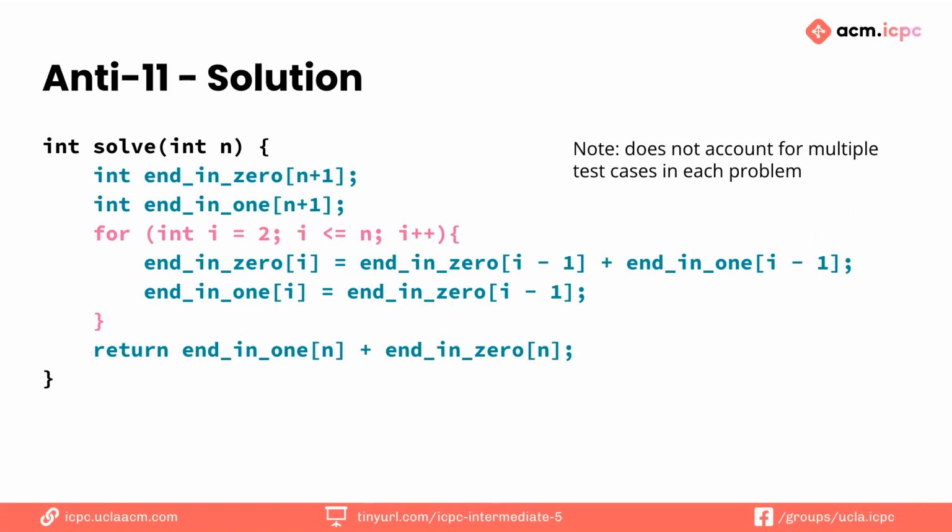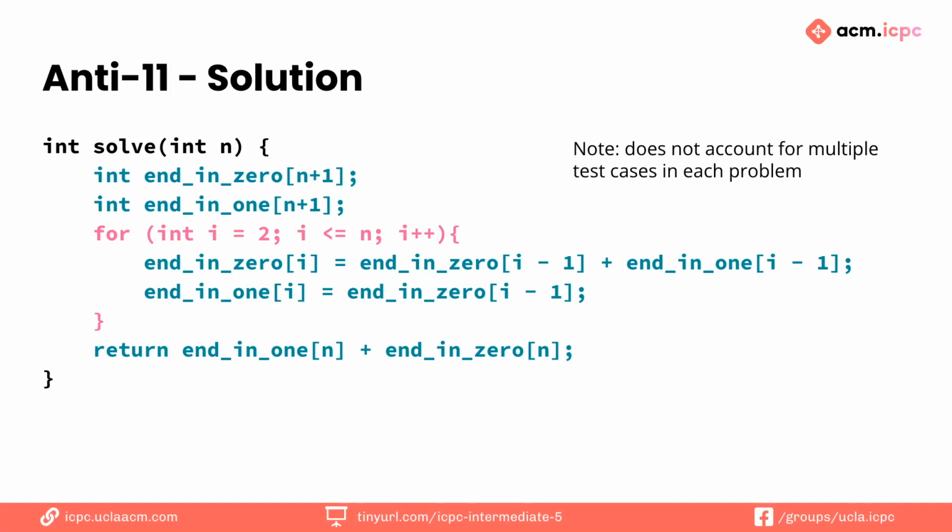So we add the number of strings of length i-1 that end in 0 and the number of strings of length i-1 that end in 1. Once we go through this for loop, we're going to have, for all integers from 1 to n, the number of valid strings of length i that end in 0 or end in 1. And then in the end, we just return the sum of those for n.